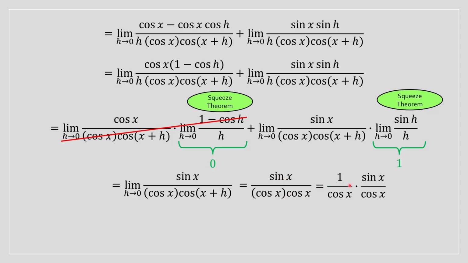We're going to split this into two fractions: 1 divided by cos of x, using your trig identities. That's going to give you secant of x, and sine of x divided by cos of x will give you tan of x. And that's basically it. That's your answer, and this is how you prove the derivative of secant of x.